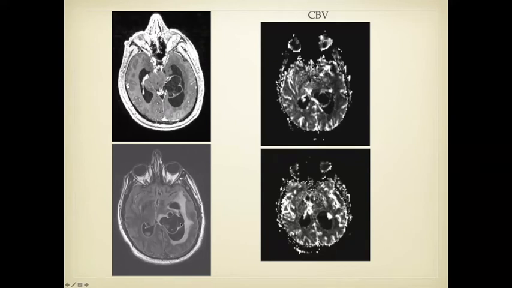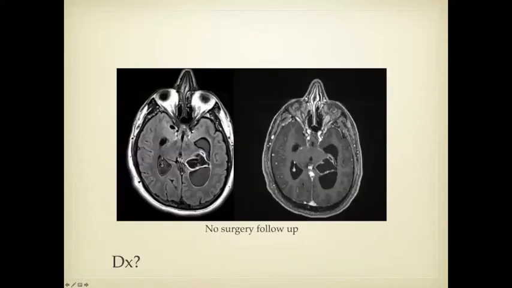There was actually complete suppression of the contents of this collection on the diffusion-weighted imaging. This was perfusion imaging we did. It's very difficult to read perfusion in these cases. Without surgery and follow-up, this collapsed. This was a case of cysticercosis. So a different sort of brain infection.